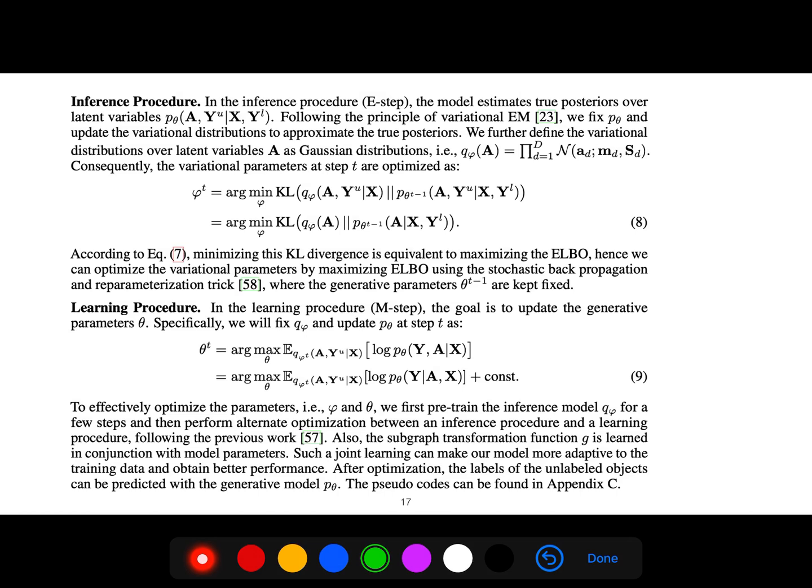Now, inference. In the inference procedure, the expectation step, the model estimates true posteriors over latent variables. And we fix p sub theta and update the variational distributions to approximate the true posteriors. We further define variational distributions over latent variables A as Gaussian distributions. And the variational parameters at step t are optimized like this. In the maximization step, which is the learning procedure, the goal is to update the generative model parameter theta. So we first pre-train the inference model q sub phi for a few steps, and then perform the alternate optimization between inference and learning.